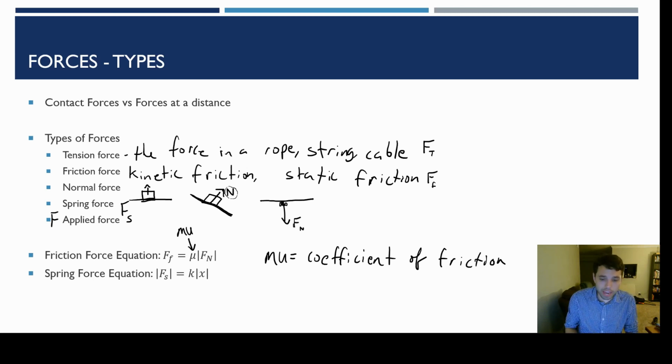Now this k here is the spring constant. And much like the coefficient of friction, it's a constant. It's just a number, right, that represents how strong or how hard it is to compress a spring.